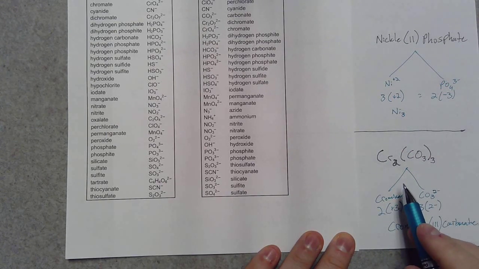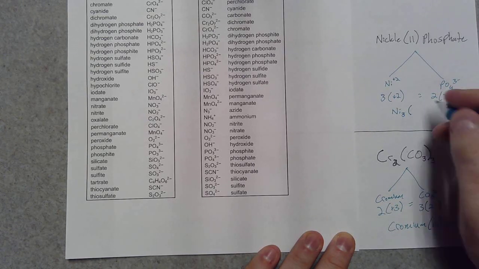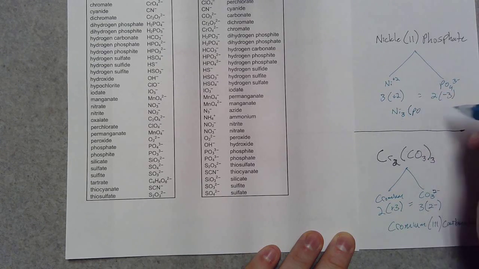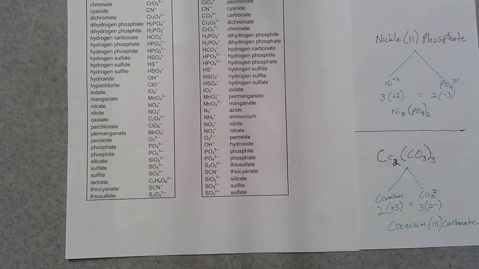So I get my Ni3. And then we're going to put this whole thing in parentheses because it's a polyatomic, right? PO4. And I needed 2 of them, so I put that little 2 on the outside.